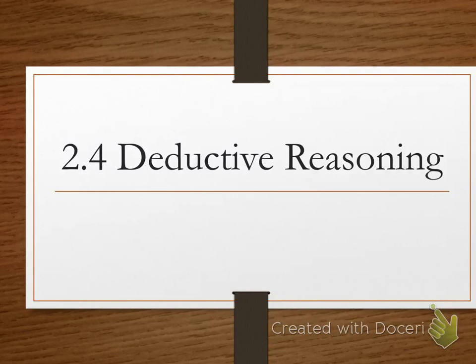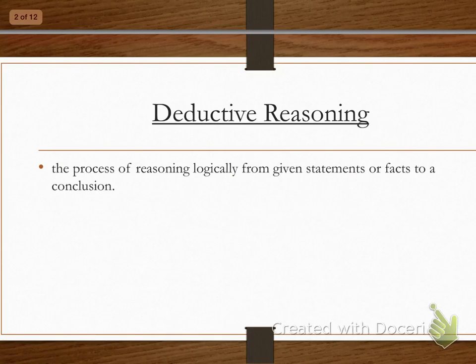2.4 is going to be about deductive reasoning. So deductive reasoning is the process of reasoning logically from a given statement or facts to a conclusion. So you're going to look at a given statement and you're going to come to a conclusion.